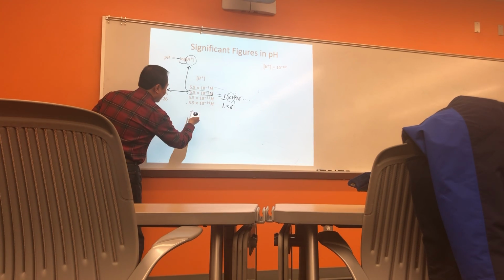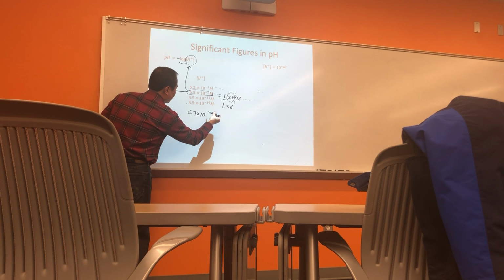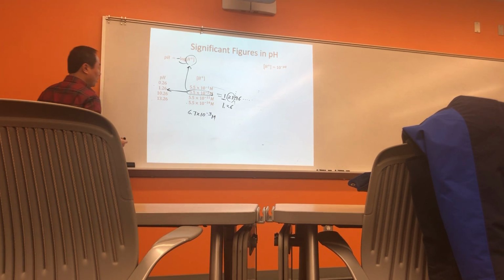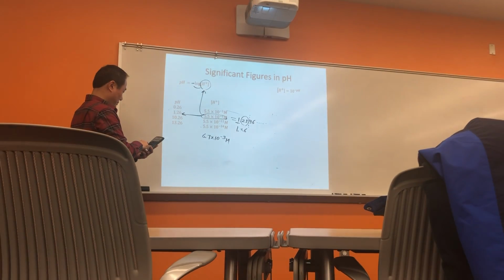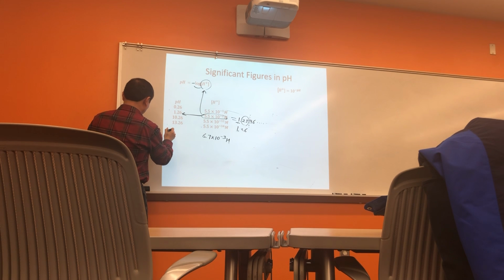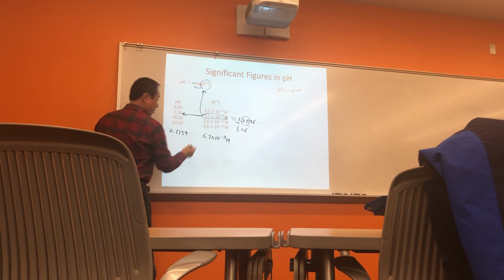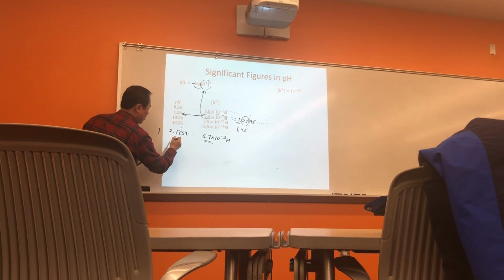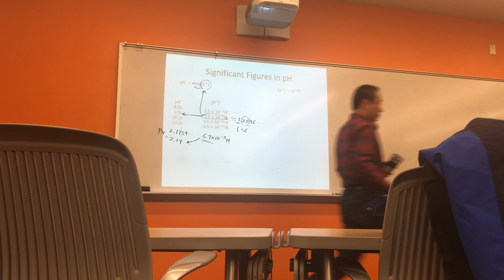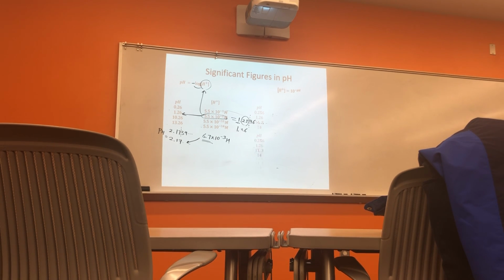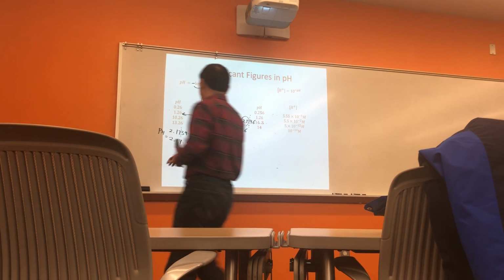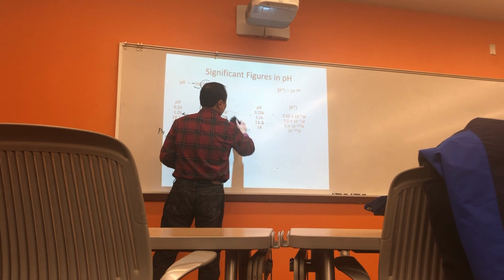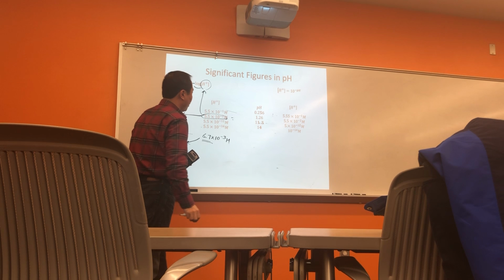Why don't you try 6.7 times 10 to the minus 3 molar concentration? What is the pH? I got pH 2.1739. But it has 2 sig figs, so you're going to round it here. So the answer is 2.17. pH is 2.17.